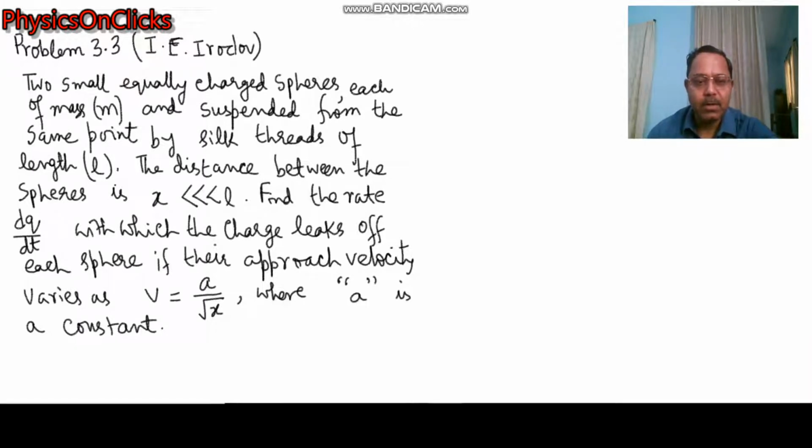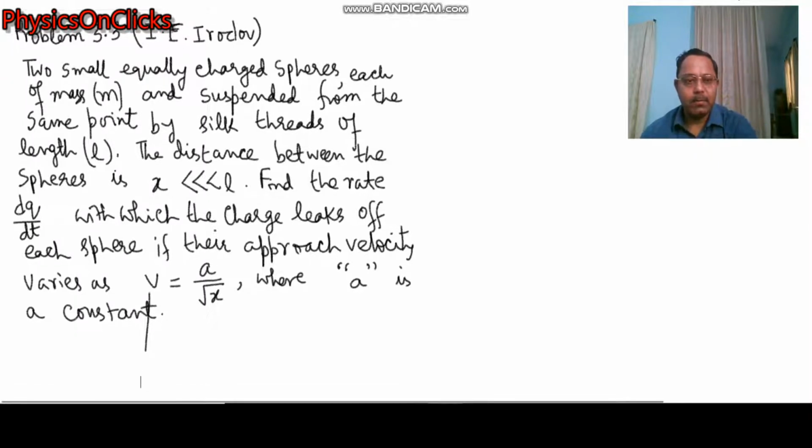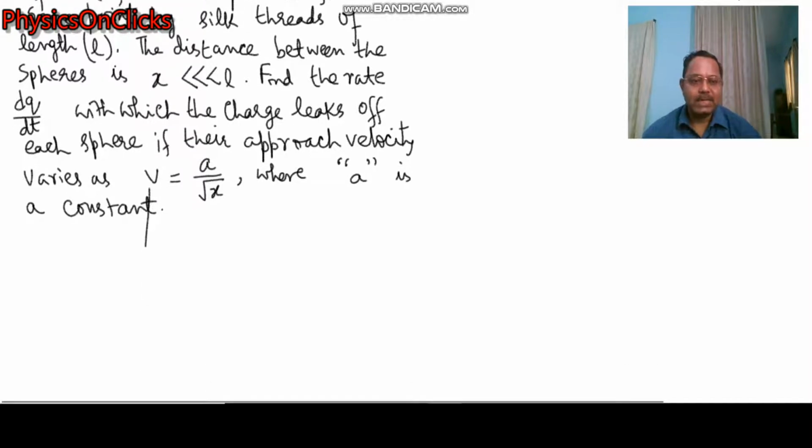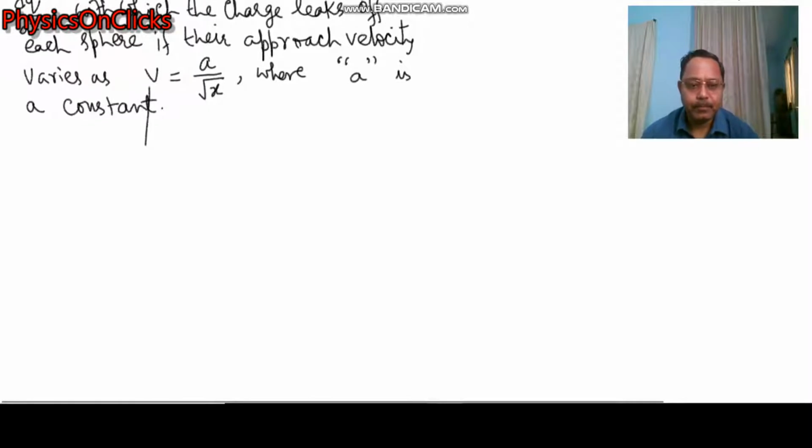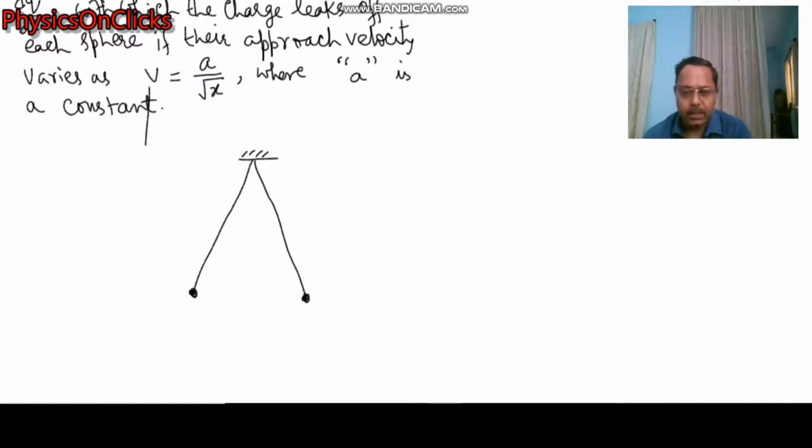Let me draw a rough drawing so that we will be in a position to say something about the situation. Just observe. If I assume that this is one of the spheres, this is the other sphere, the distance between them is very, very small, x they have said. So at that moment, let us say each of them is making an angle theta with the vertical line.